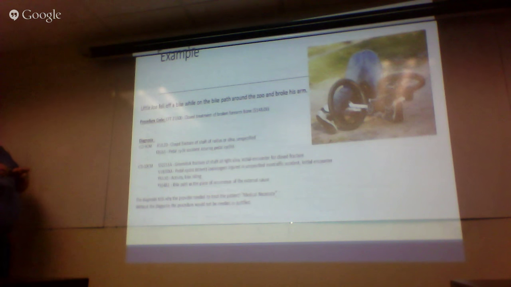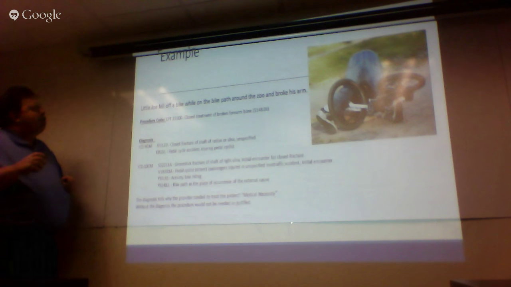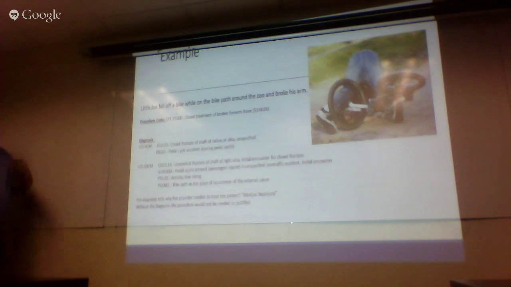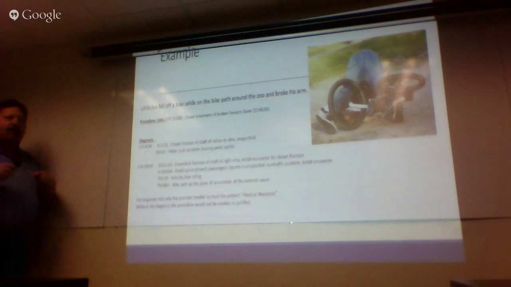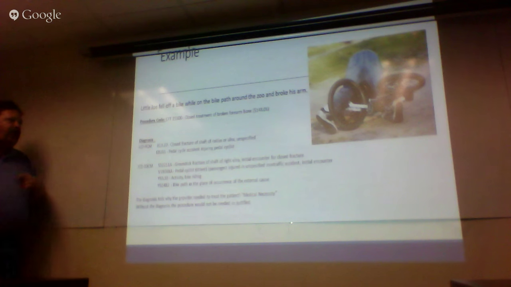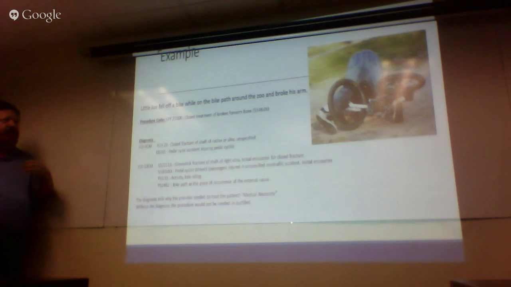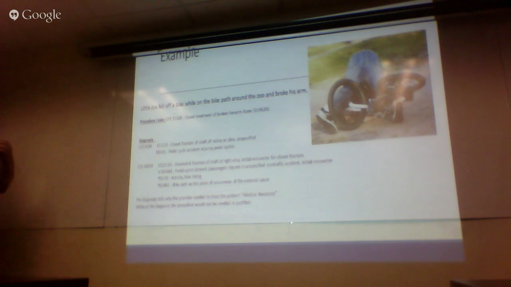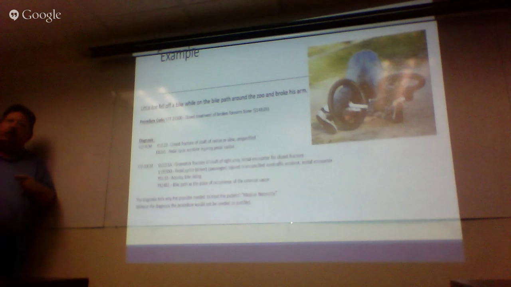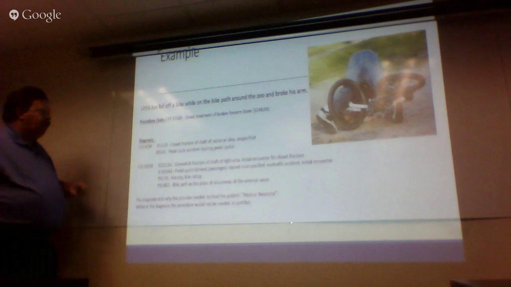Okay, here's my first funny picture of the day. This is not Steve. This is little Joe. Little Joe fell off the bike. He was on the bike path, driving around the zoo, broke his arm. So the procedure code is 25500. And that procedure code says this is for a closed treatment of a broken forearm bone. Has a Medi-Cal value of 148.06. Break your arm, that's what the doctor makes for that particular initial surgical care.